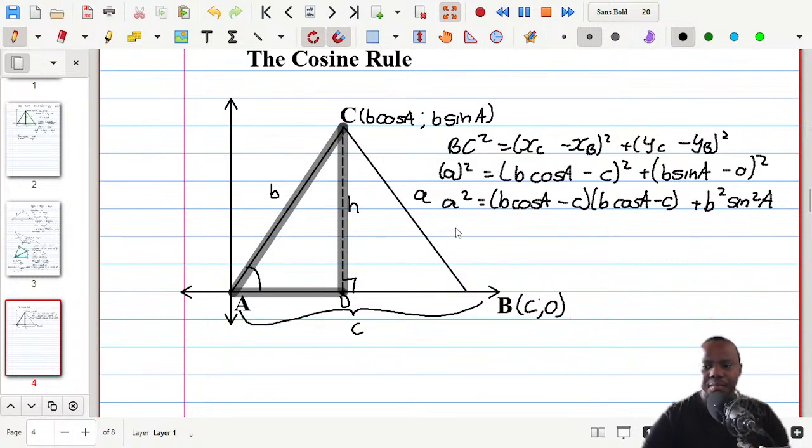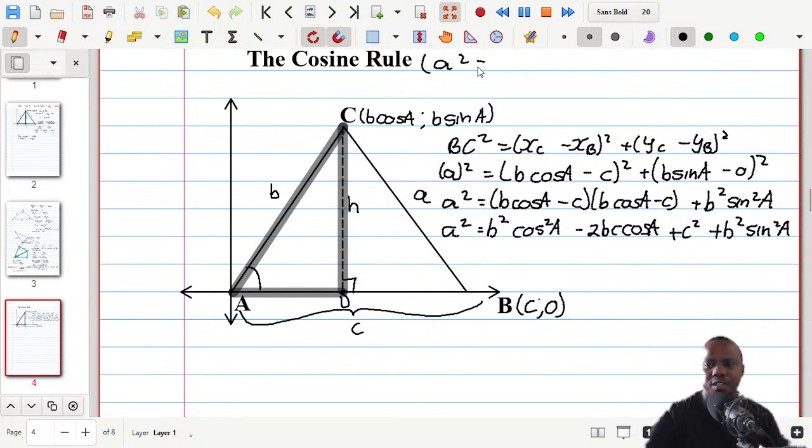If you multiply the brackets out, you will get something like b squared cos squared a minus 2bc cos of a plus c squared, plus b squared sine squared a. Let's just write down what the cosine rule is. So a squared is equal to b squared plus c squared minus 2bc cos of a. We are proving this formula.